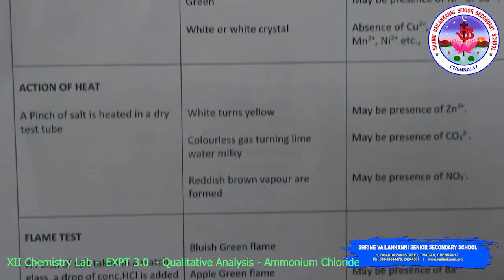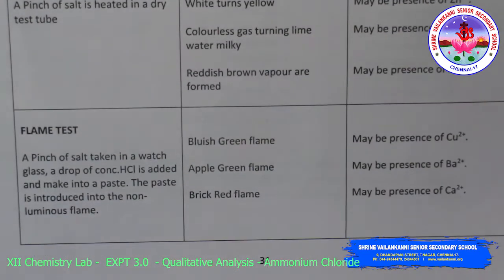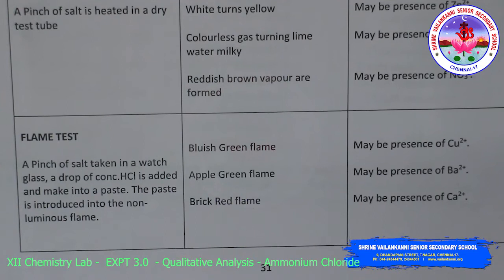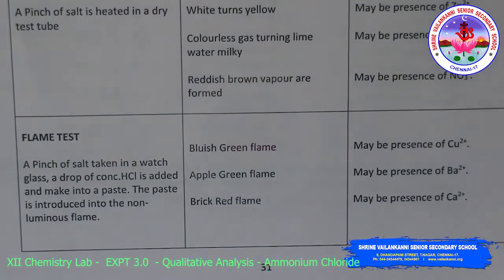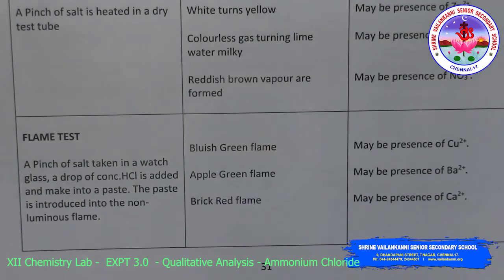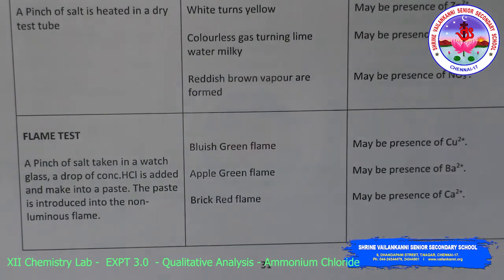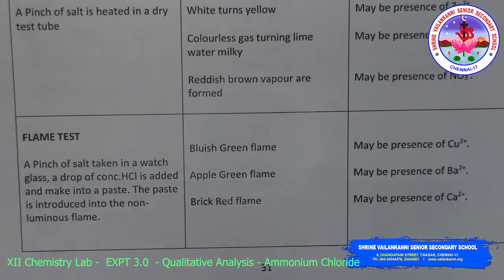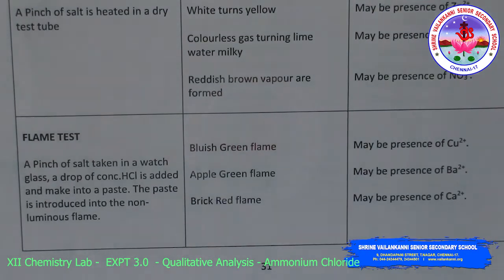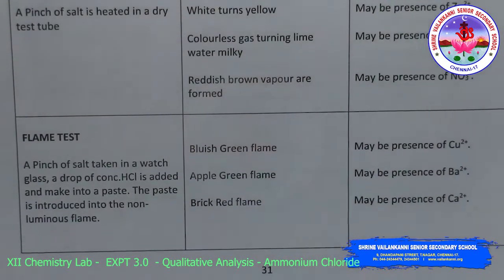Then the flame test. A pinch of salt is taken on a watch glass, a drop of concentrated HCl is added, and made into a paste. The paste is introduced into the non-luminous flame. Bluish green flame means maybe presence of Cu2+. Apple green flame may be presence of barium. Brick red flame means maybe presence of calcium.